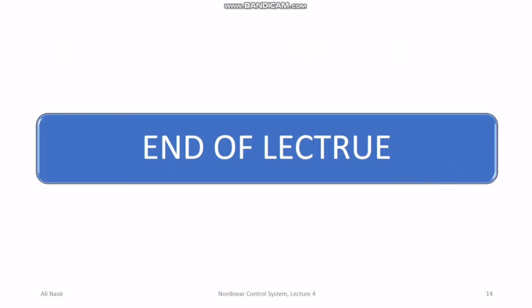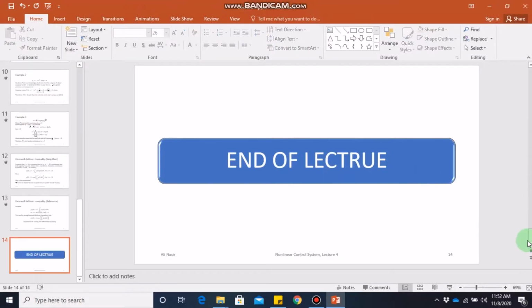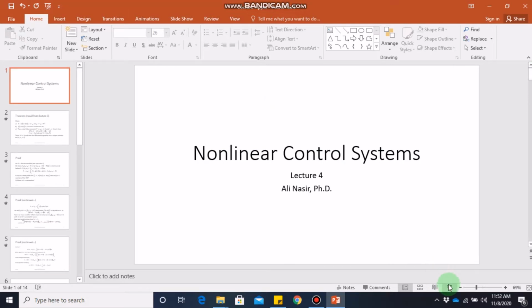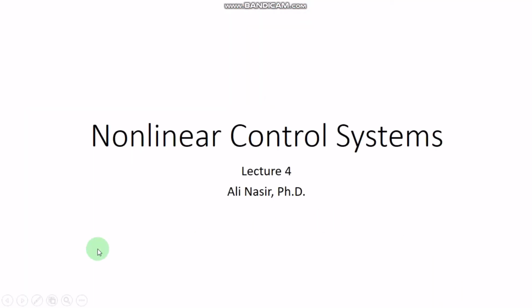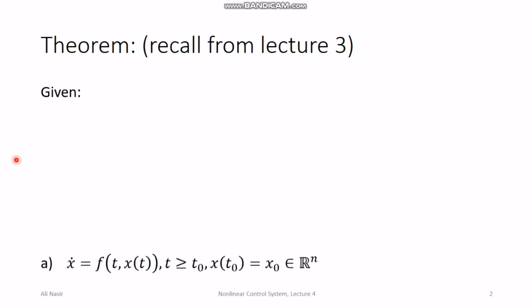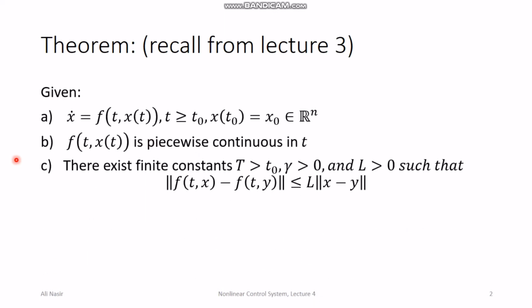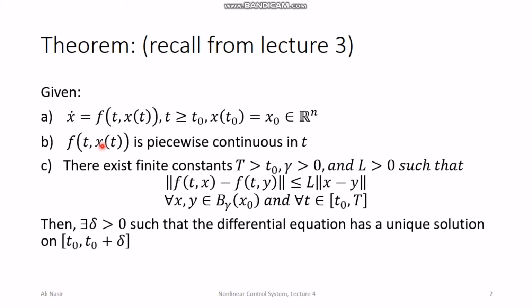Let me briefly revise and go through what we have discussed today. So this was lecture 4. We started by recalling the local existence and uniqueness theorem, which requires f of t comma x to be piecewise continuous in time and Lipschitz continuous in x, and it claims that there is some interval in which the solution will exist. We looked at the proof of this theorem.